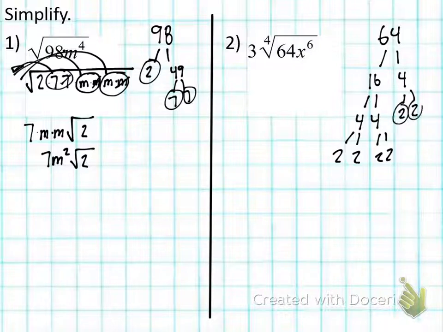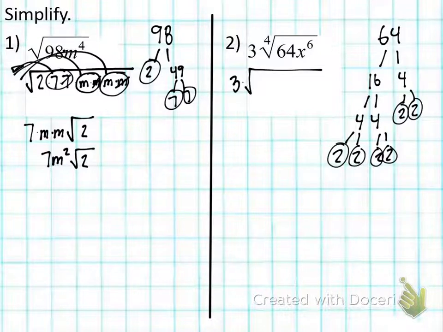So we have six 2's, okay? So we're going to rewrite the 3 on the outside, the coefficient. We got the 4th root of 2 times 2 times 2 times 2 times 2 times 2 times x times x times x times x times x times x. Okay, so 1, 2, 3, 4, 5, 6. That's a lot of x's. I'm going to show you a shortcut in a moment.